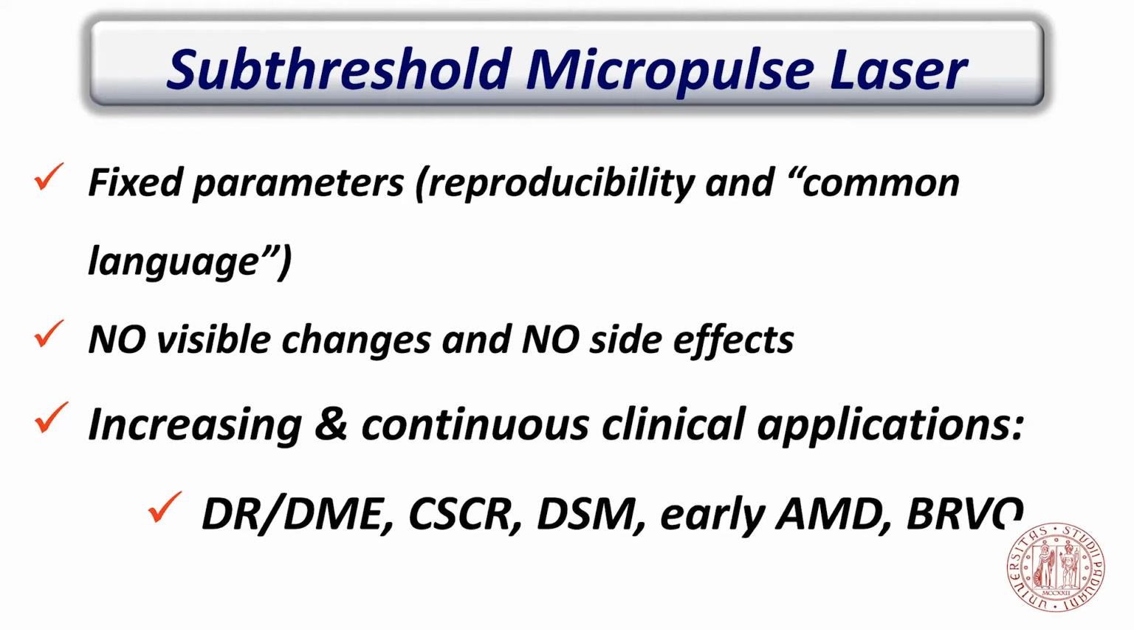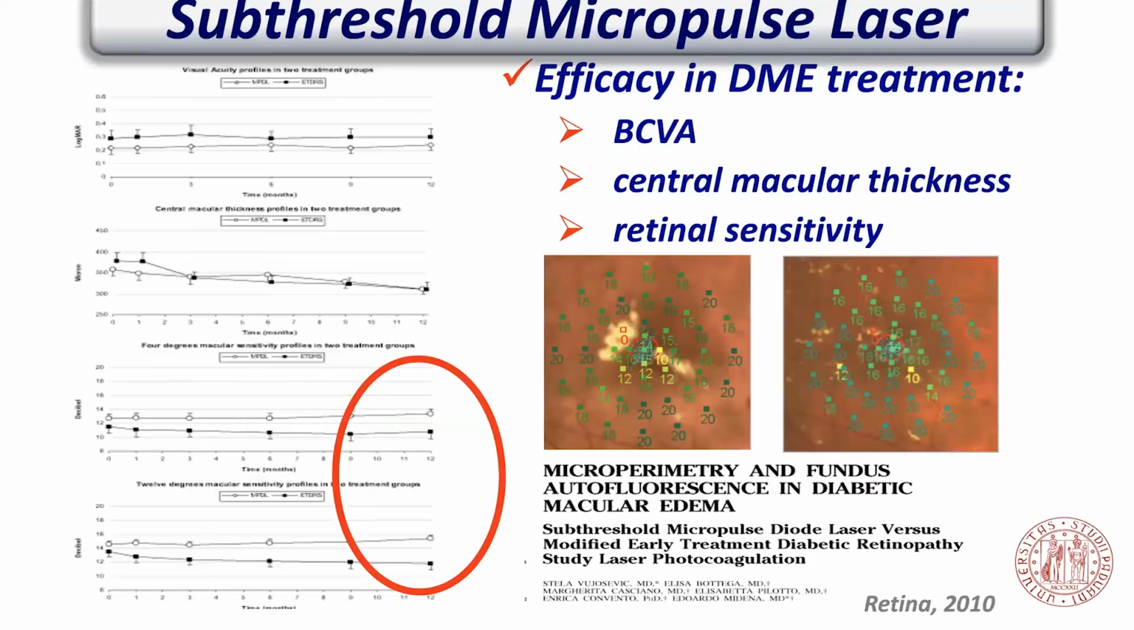Central serous chorioretinopathy, dome-shaped maculopathy, early age-related macular degeneration, and some other I call toxic maculopathy, meaning maculopathy from, for example, the treatment of some systemic disorder. This I consider, Stella, a seminal work we made more than 10 years ago, because this was a randomized trial.